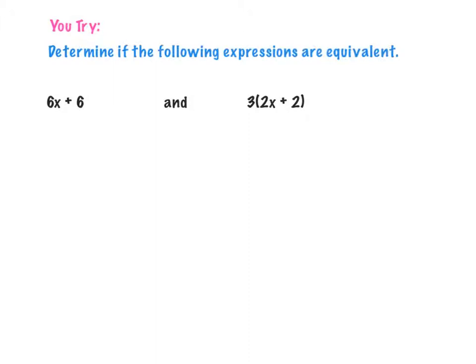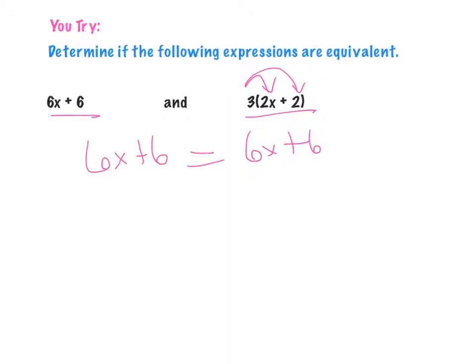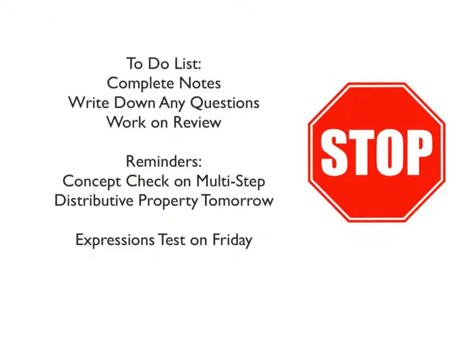Okay, try this one on your own. Pause the video, and when you are done, unpause it and check your answer. So I cannot simplify this first one, so I'm going to look at the second one. This one can be simplified because of distributive property. 3 times 2 is 6x. 3 times 2 is 6. So I can say they are equivalent because 6x plus 6 is equal to 6x plus 6. And you can plug in a number to test if it works that way as well.